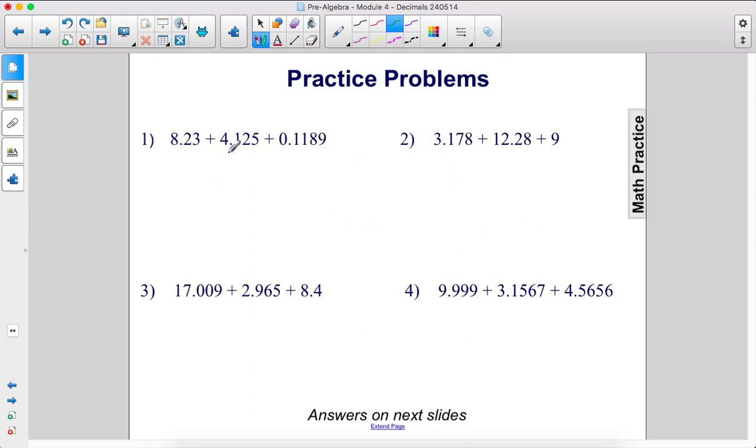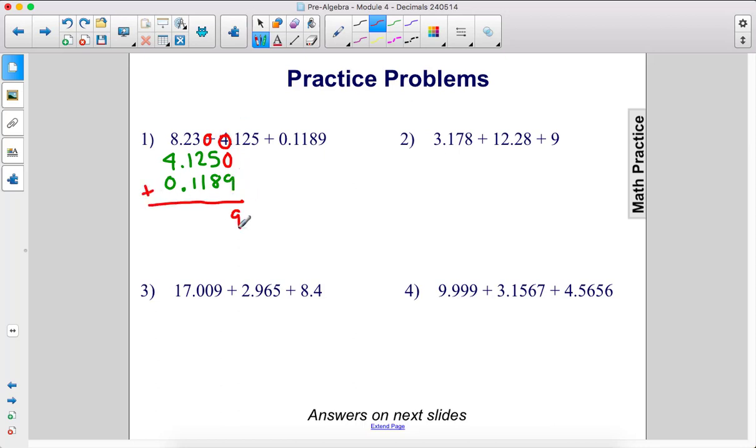All right, I'm going to align these vertically. So I'm going to take this number here and put it right under the first number. Okay, and then I'm going to take this one, 0.1189. So we need some placeholders here. So these are a column, and then there and there. Okay, now we can add.